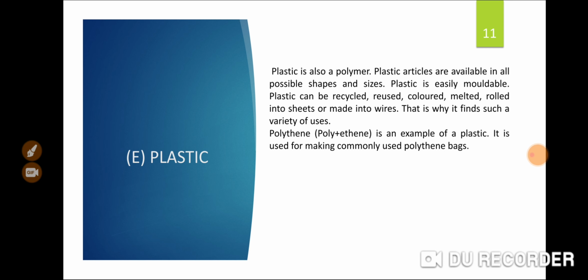Polythene, that is poly plus ethene. It means polythene is made by many units of ethene and is an example of plastic. It is used for making commonly used polythene bags.